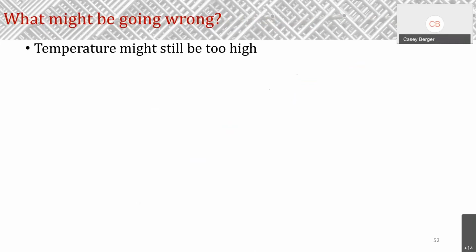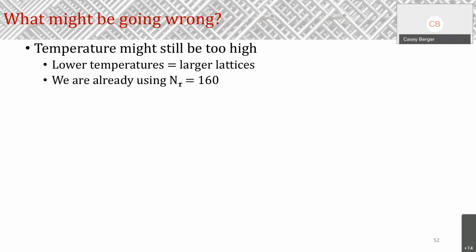There are a couple things that may still be going wrong. The temperature might still be too high. I mentioned before that it was important to remember that our time lattice is related to the inverse temperature. So the lower temperature we want to go to, the larger our lattice needs to be. We are already using a lattice of n tau of 160, which is quite large, and it's taking a lot of computational resources. So if we want to go to lower temperatures, we need to improve our computational efficiency.